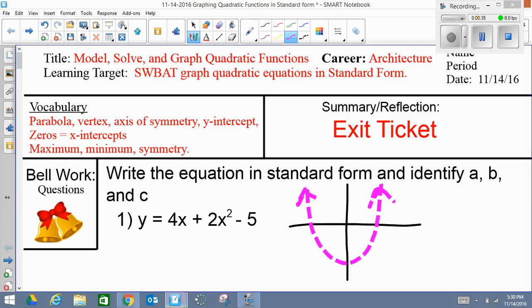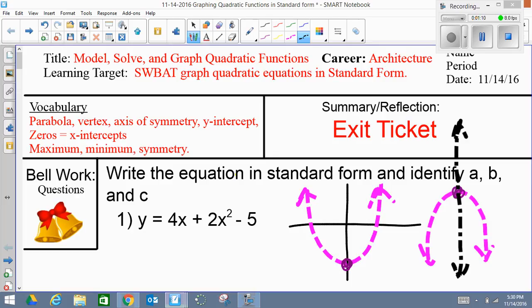The next word is the vertex. Vertex is either the lowest point of the parabola, or if you have a parabola opening down, then your vertex will be the highest point. Okay, that point is the vertex. The next one is the axis of symmetry. Whenever we graph a parabola, we're going to have an axis of symmetry, or line of symmetry, that goes through your vertex, and it's a vertical line. Mine is not too straight, but it's a vertical line that goes through the vertex.